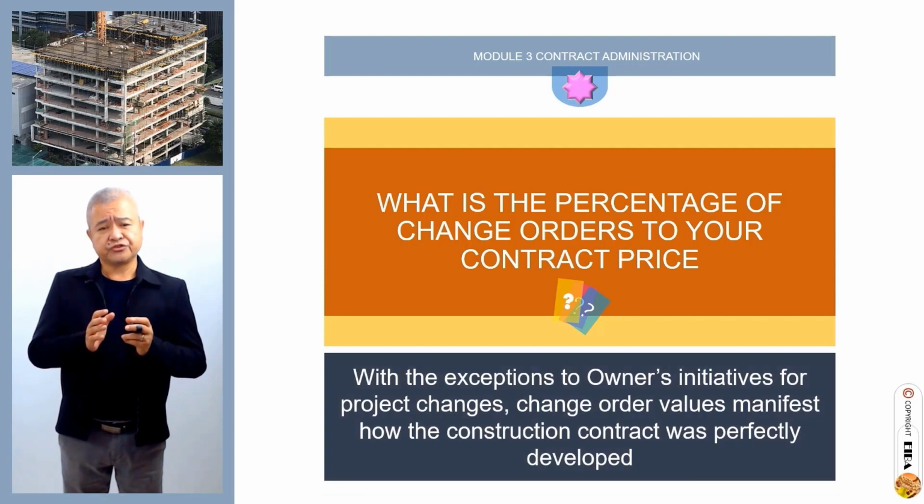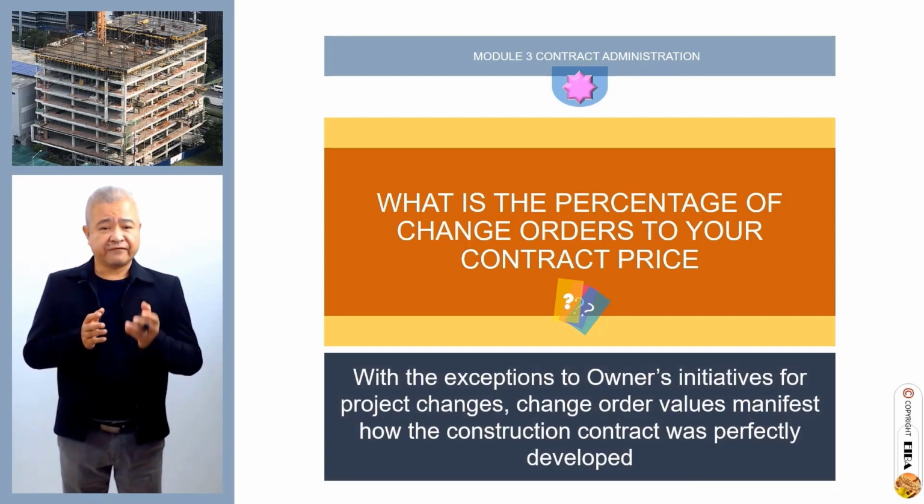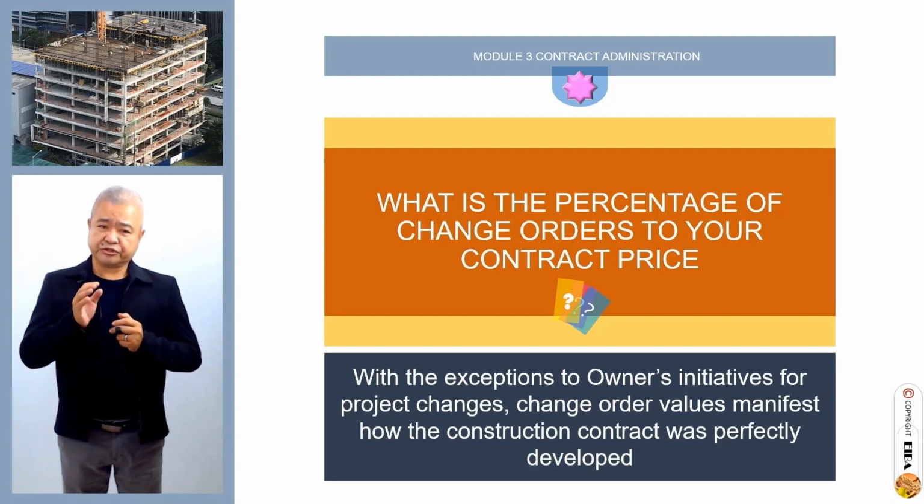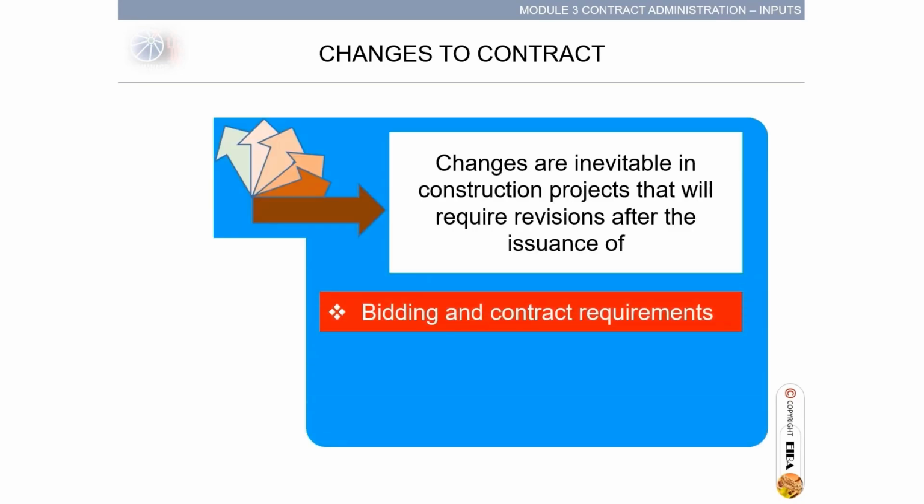With exceptions to owner's initiative or project changes, change order value manifests how well the construction contract was developed. Changes to contract preoccupy the project teams of both owner and constructor. Changes are inevitable in construction projects, which will require revisions after the issuance of bidding and contract requirements.